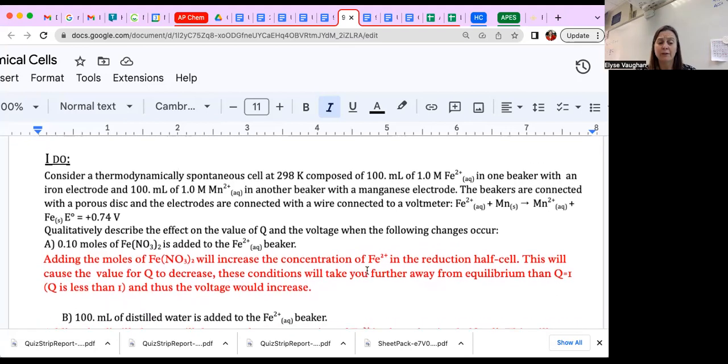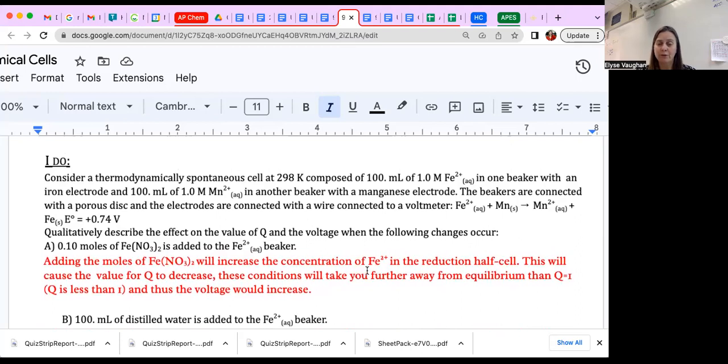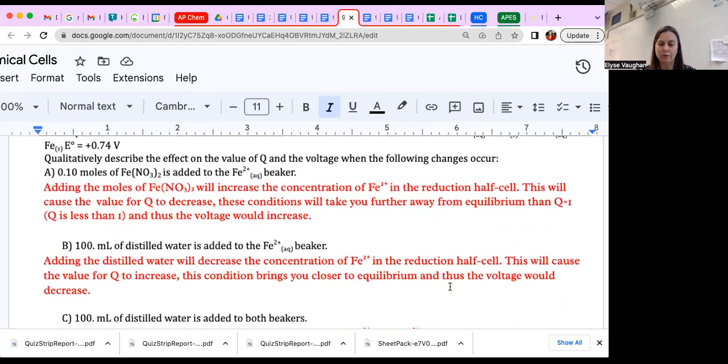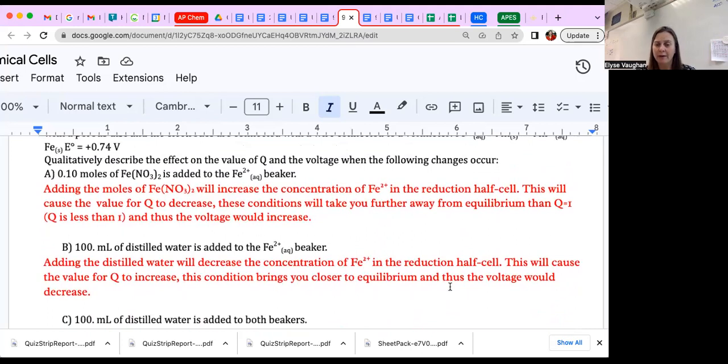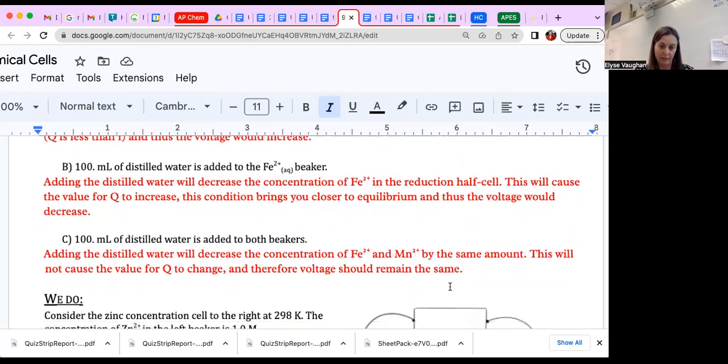If we add 100 milliliters of distilled water to our iron solution beaker, that's going to dilute the iron solution. That means our Q is going to have a smaller denominator, and so our Q is going to get larger, which is going to make us closer to equilibrium, which is going to decrease the cell potential. And then the last one asks us what happens if we add 100 milliliters of distilled water to both beakers. And when that happens, we're going to dilute both, and Q is going to stay 1, and so there's going to be no change in the cell potential.